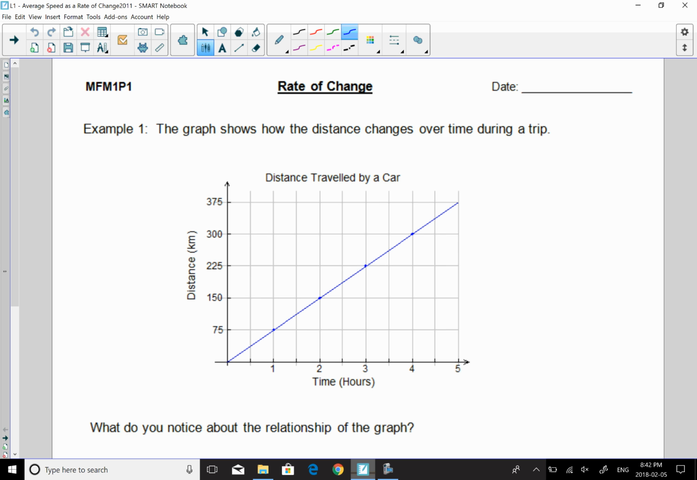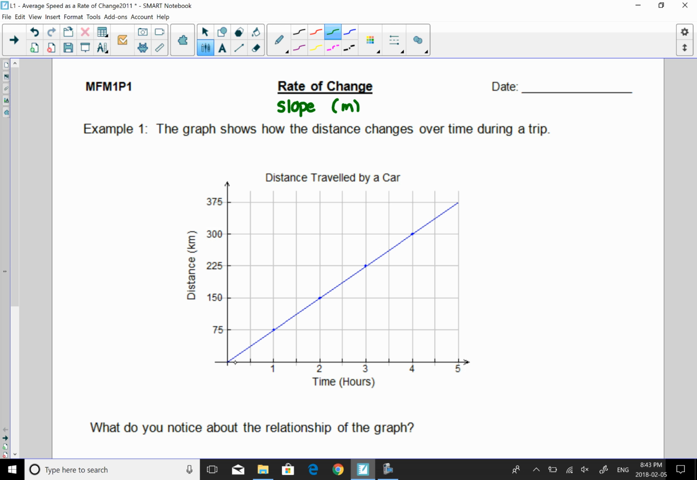So in this lesson, we're going to talk about rate of change, or what is known as slope, also known as, sometimes in math, we depict it with little m. That's the symbol we use for slope. Okay. So example 1. The graph shows how the distance changes over time during a trip.